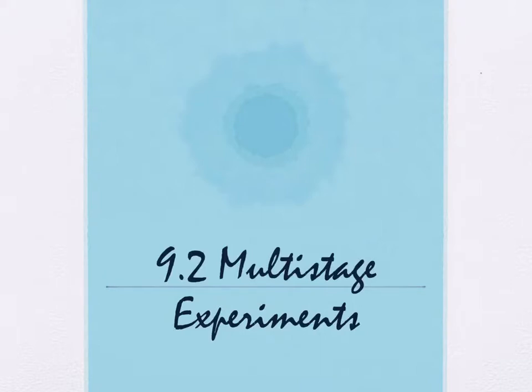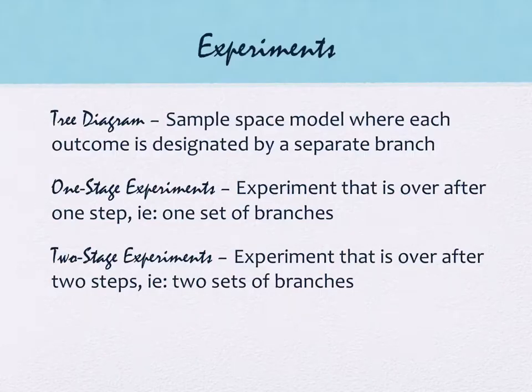So in particular, in this section, and this is not the only way to do the problems, I understand that, but it is the way that I'm going to show you because it's very nicely working all the time for you. And these are called tree diagrams. Tree diagrams are a sample space model where each outcome is designated by a separate branch. I'll draw you one in just a moment after I do the next two on this slide.